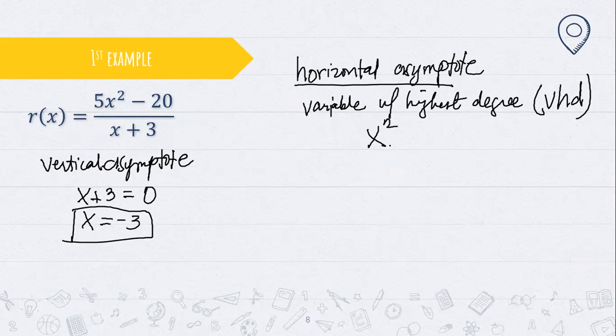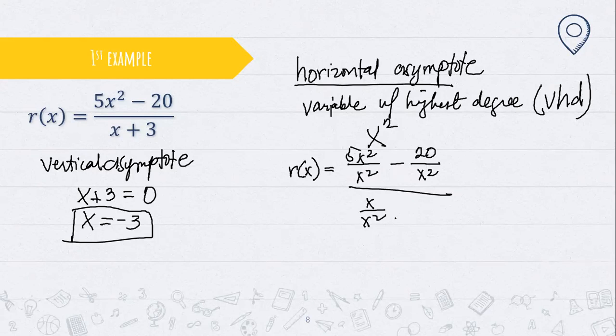Okay? So, we have x squared. Ngayon, class, anong gagawin natin sa x squared na yan? O, makinig mabuti. I-divide natin yung variable with the highest degree to each term of the function. So, we have 5x squared over x squared minus 20 over x squared all over x squared plus 3 over x squared. Ayan.